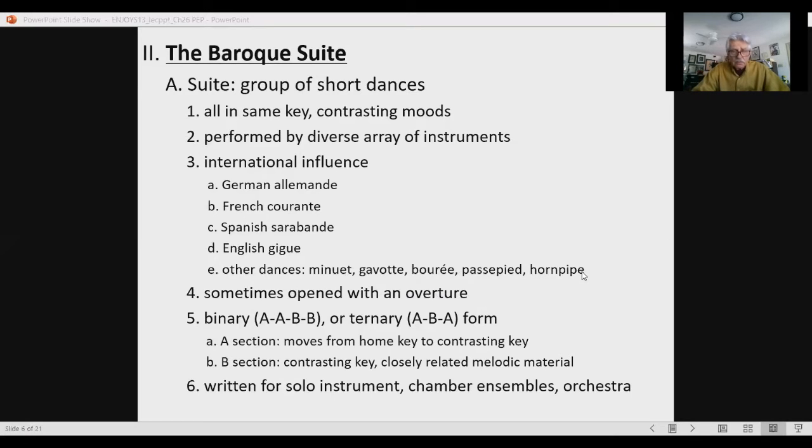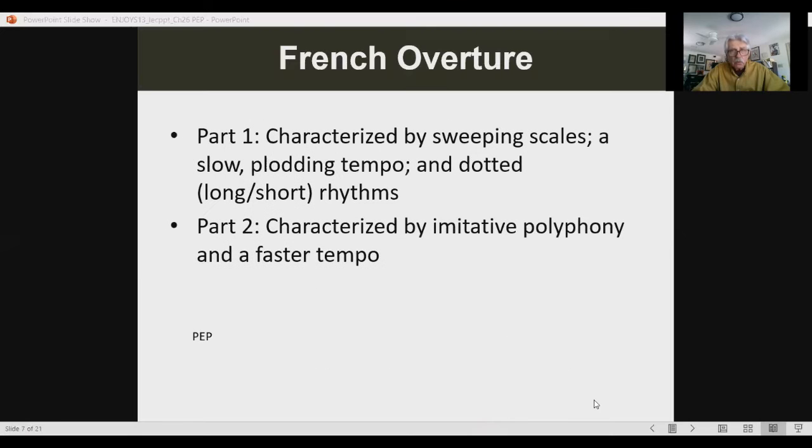Many different types of dances are used, and you don't have to use any particular group. And of course, if it's binary, it looks like this. If it's ternary, it looks like that. And again, it could be written for solo instrument, or for chamber ensembles, or orchestra.